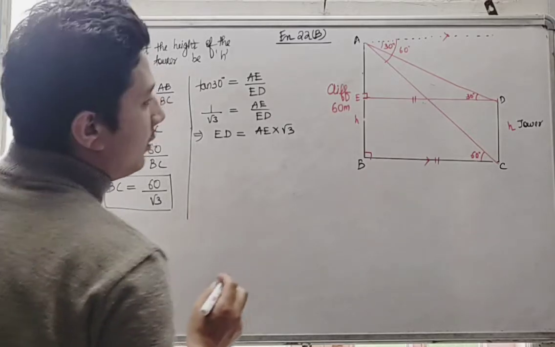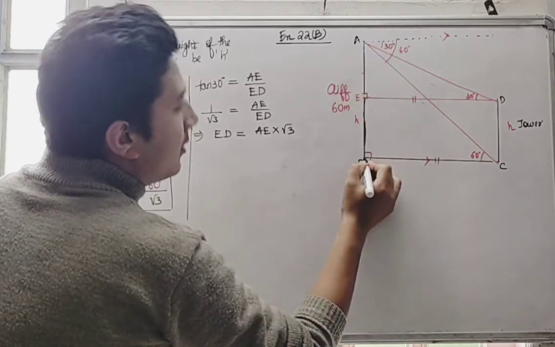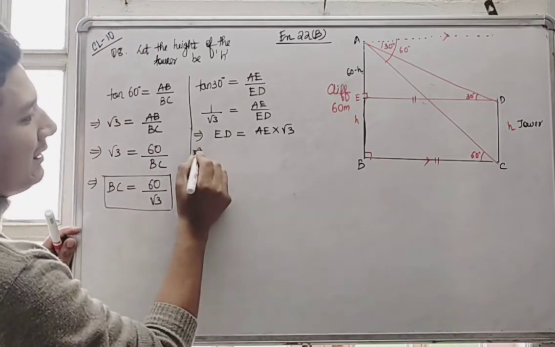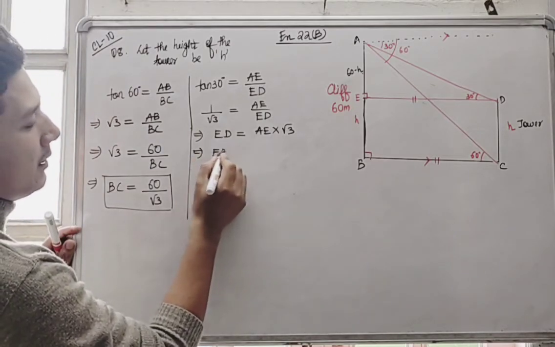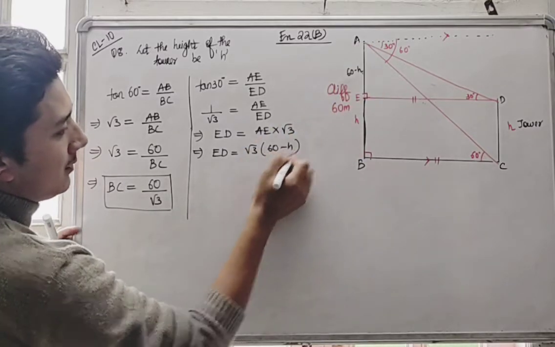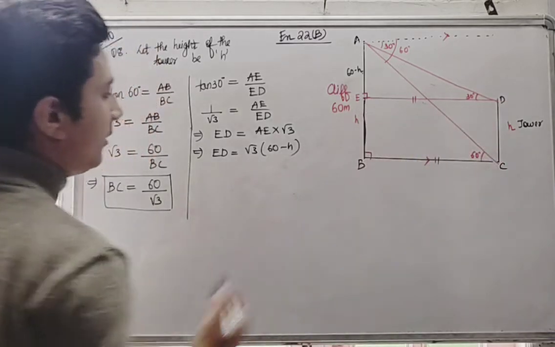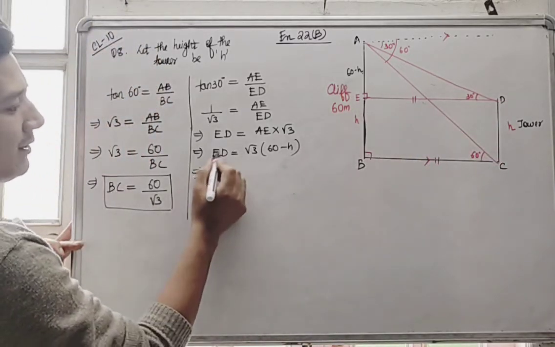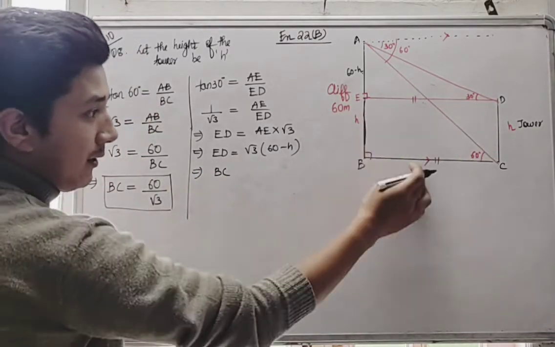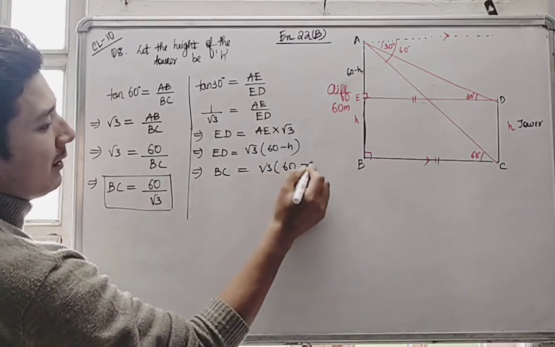Now similarly, boys, as I know this is h and AB is how much? 60. So therefore this has to be 60 minus h. So ED is root 3 into AE, which means root 3 into 60 minus h. Now what I know is ED and BC are equal, so I can replace ED by BC. So ED is equal to BC, which is equal to root 3 into 60 minus h.